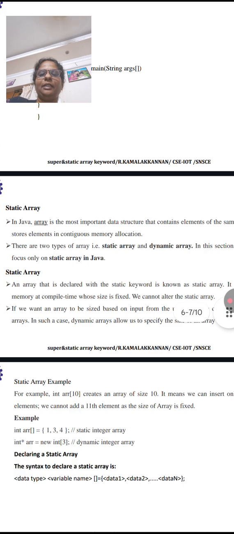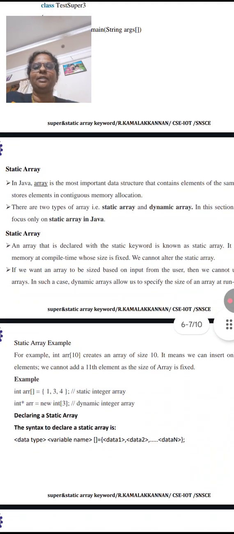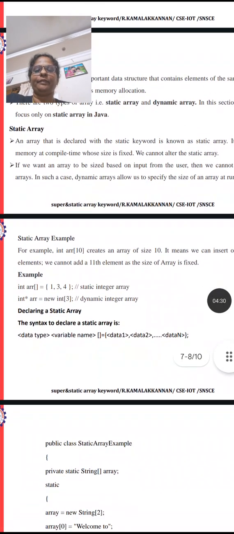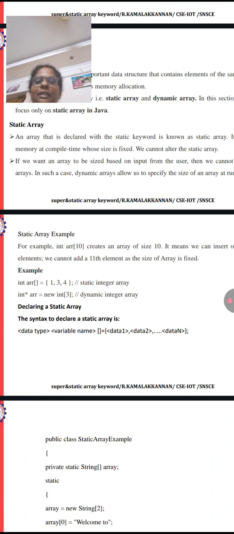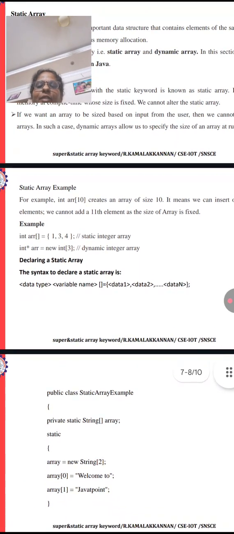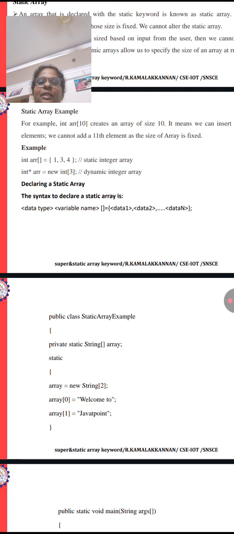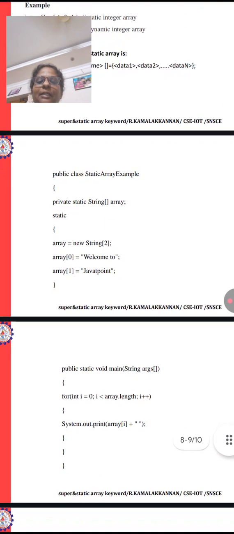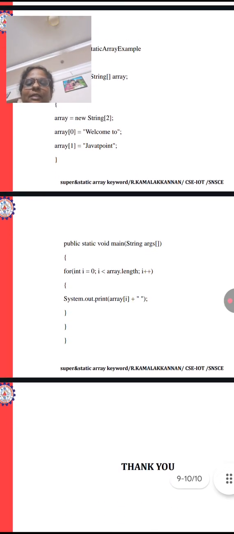So in a static array example, we can access the array at runtime, and it must hold the same data type. Declaring a static array means giving the array name and then the size of the data. Here we create a new string array, access the strings by array index, and then print the array string values by accessing the array.